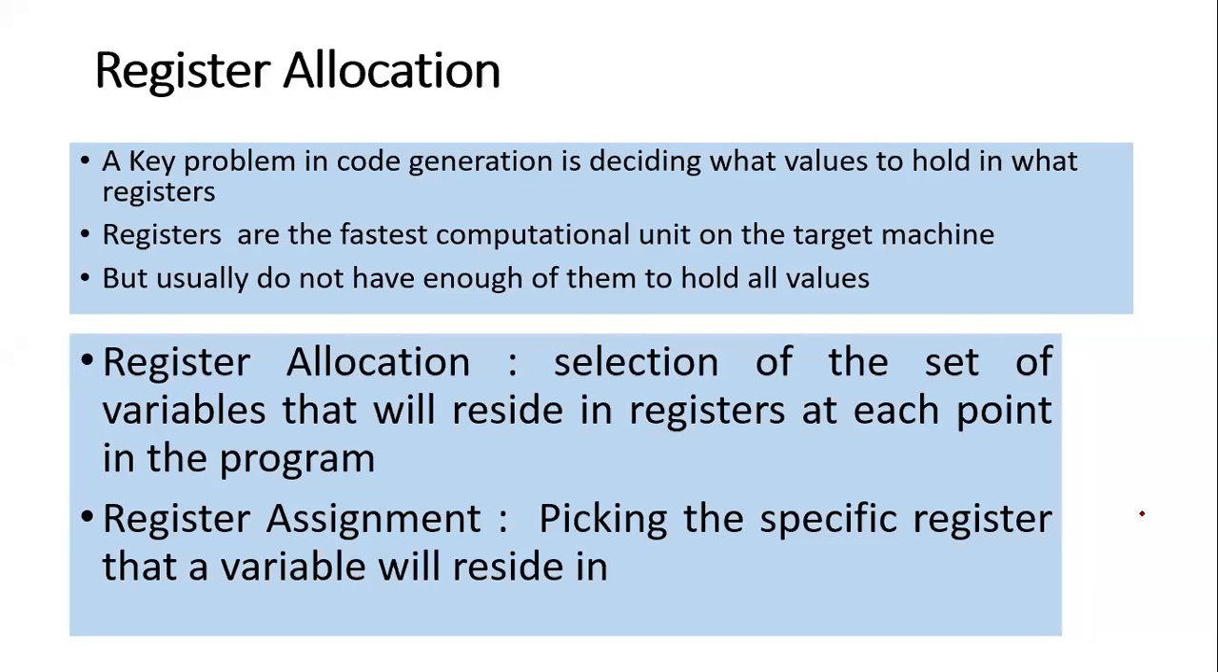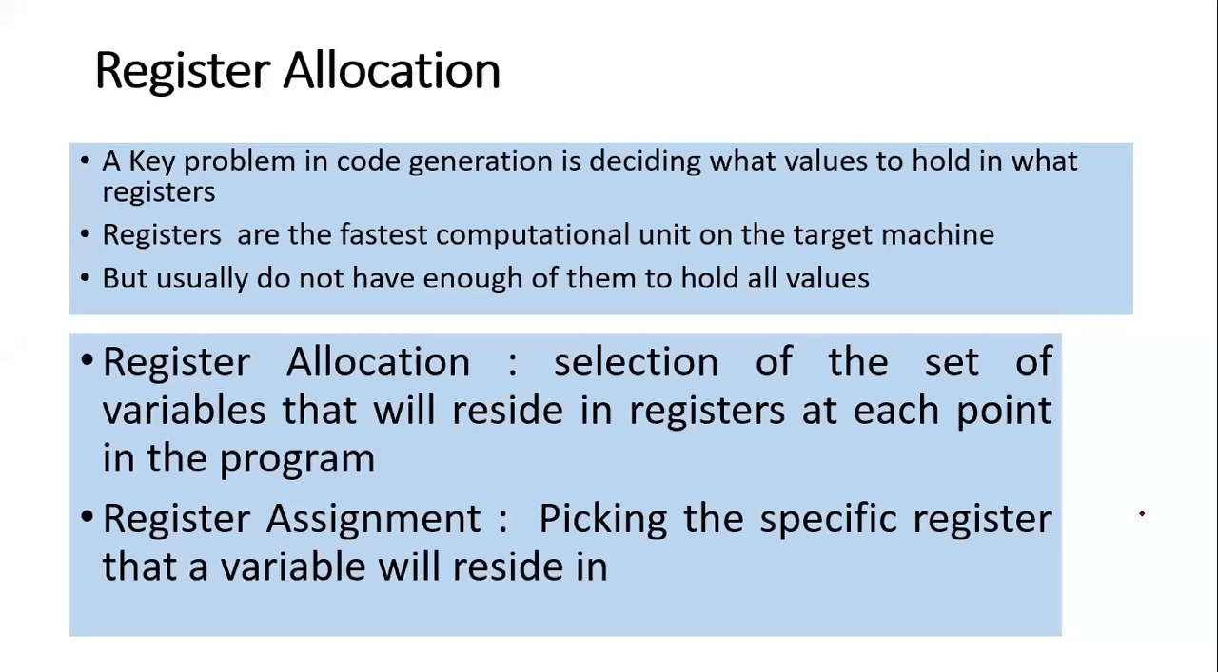What is the difference? Register allocation means the selection of the set of variables that will reside in registers at each point in the program. Register allocation means we consider the perspective of variables which will be put into the register. Our focus is on variables, okay? The set of variables which you want to put. That is register allocation. Next, register assignment is picking the specific register that a variable will reside in. Choosing the register is register assignment, and choosing the variable to put into the register is register allocation.